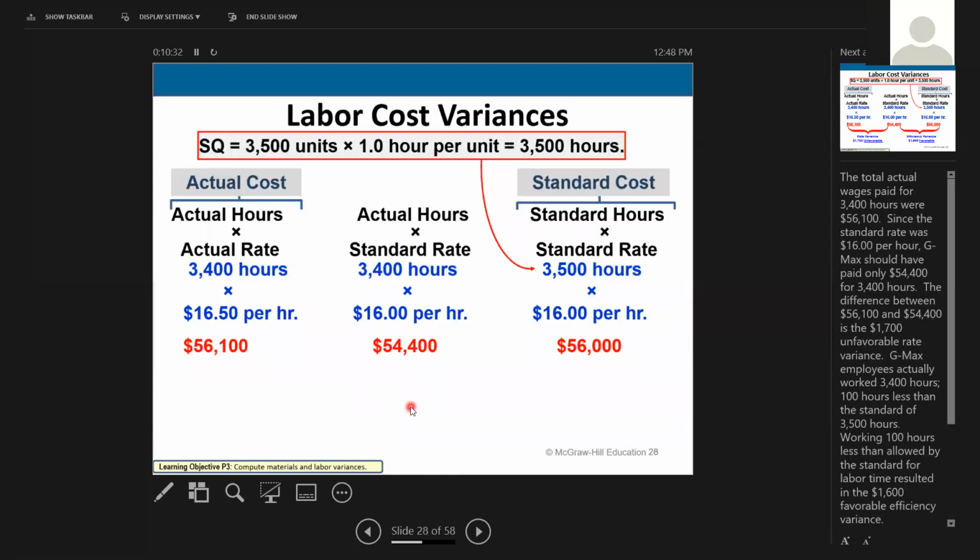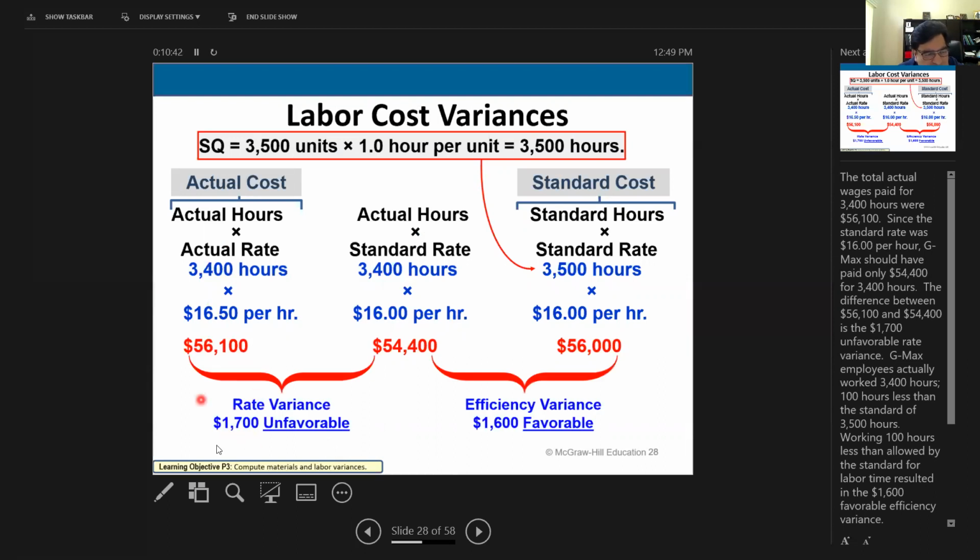Okay, so same thing we have done here. So 16.50 minus 16 times 3,400 hours will give you 1,700 unfavorable. And this one is favorable because you used up 100 less hours at $16 per labor hour for 1,600. If you add it together, that will give you the total labor cost variance of $100 unfavorable. Okay, does that answer your question, please? Yes. Thank you.